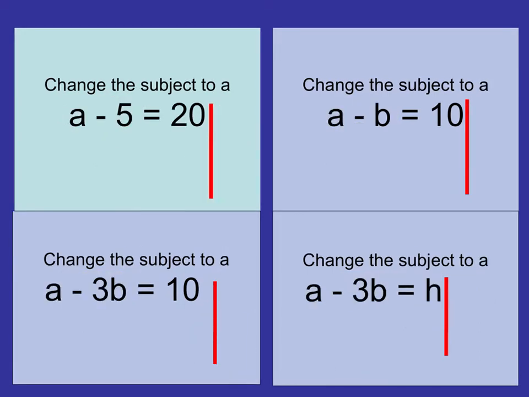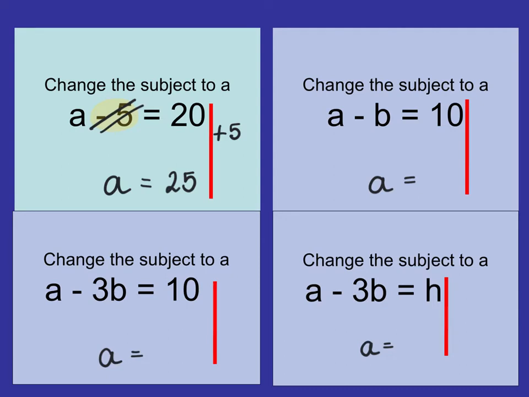If you look at these 4 questions, they all have a takeaway in them, and there's no x. So let's look at what this one says. Change the subject to a. So for each of these questions, we are going to finish off with a equals. Okay, so let's look at the blue one first. The blue one is like equations that you will have seen before. The opposite of take away 5 is to plus 5. 20 plus 5, 25.